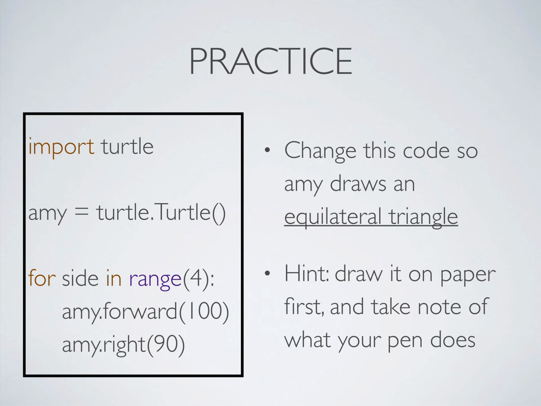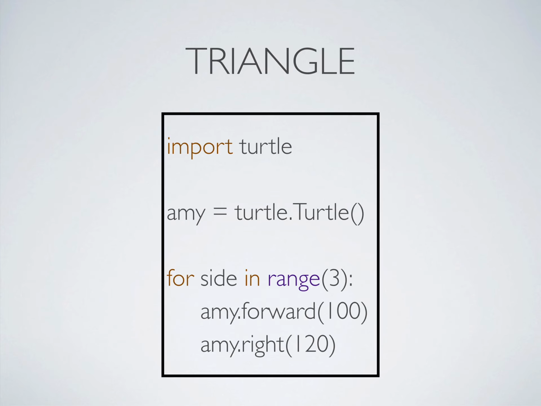Alright, so hopefully you did this exercise and you saw that the angle to draw a triangle is 120 degrees. We'll talk about why that is in a second. And then of course, for your for loop, you're going to have 3 sides instead of 4, right? For a triangle instead of a square. So let's talk about why this angle is 120 and not 60. You might have thought it was going to be 60, but it's actually going to be 120. So let's talk about that.